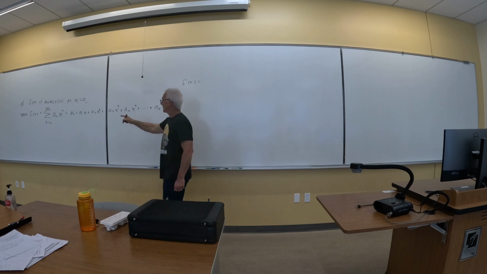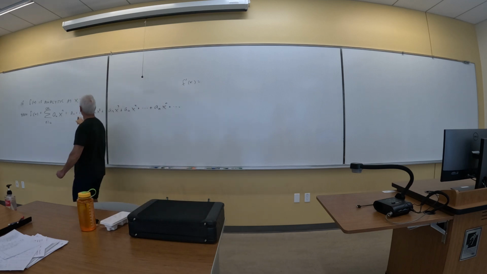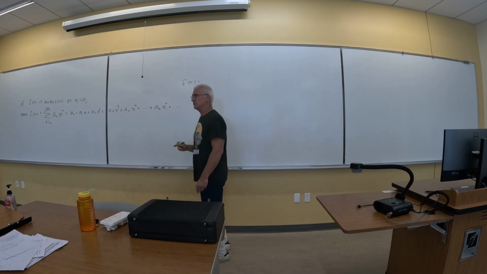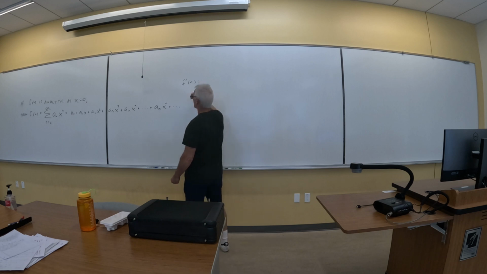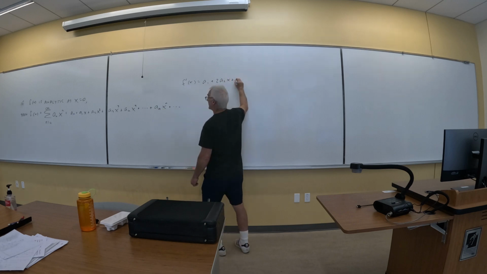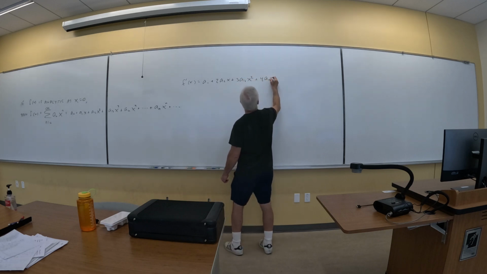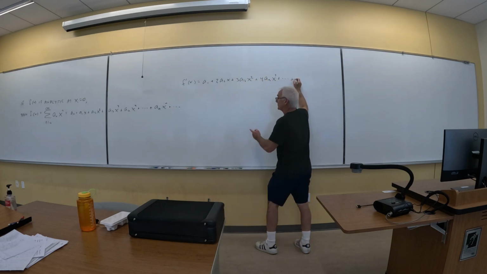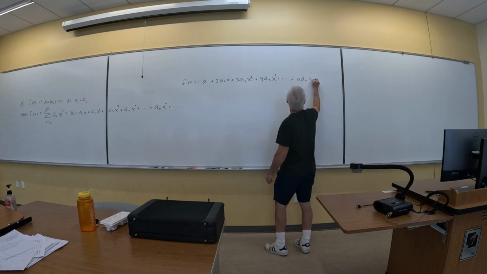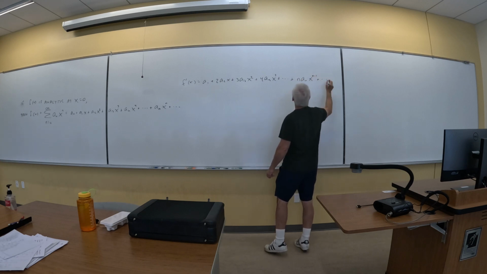Well, I don't need the power series. Let's just take the derivative of this. So what would that look like if I take the derivative of this guy? It'll look like a1, just a1, and then 2a2x, and then 3a3x squared, and then 4a4x cubed. And eventually I'll have n a_n x to the n minus 1.